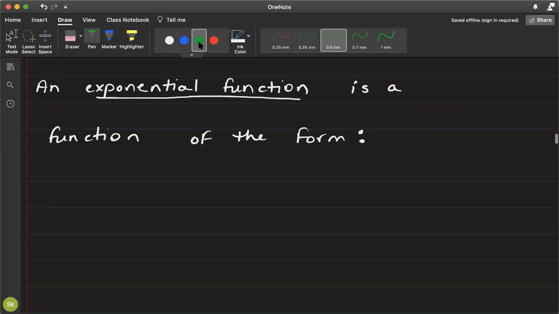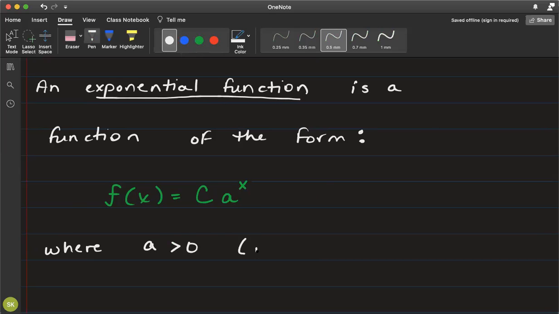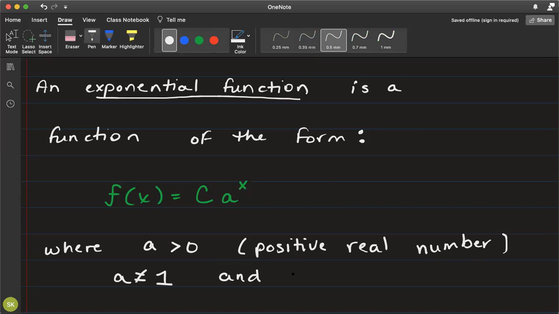Right, now we're ready to talk about exponential functions. So an exponential function is a function of the following form. F of x is equal to c times a raised to a power x, where a is greater than 0, so it's a positive real number, but a is not equal to 1, and c is not equal to 0.